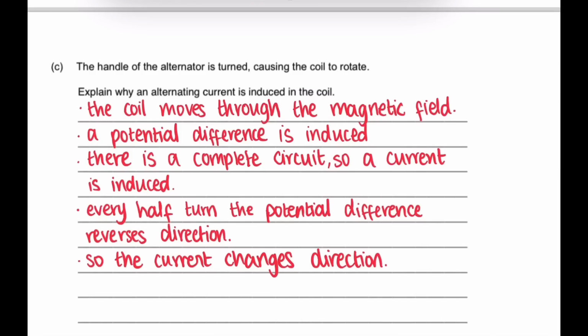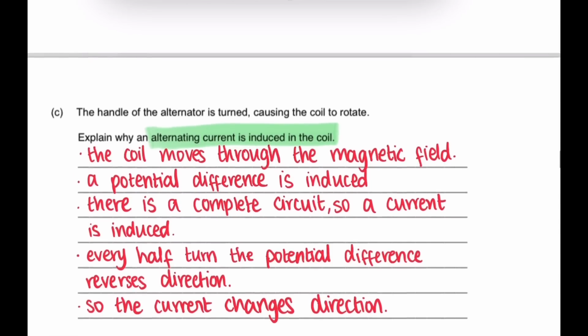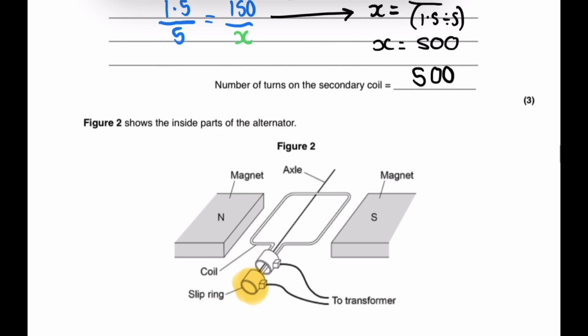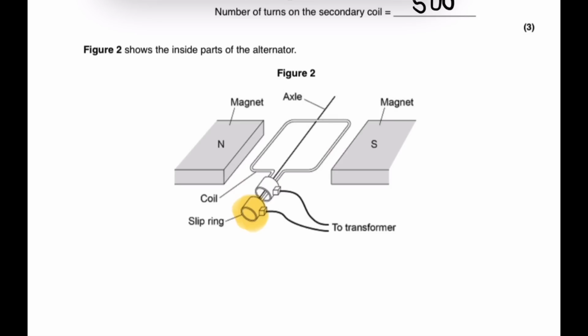The handle of the alternator is turned, causing the coil to rotate. Explain why an alternating current is induced in the coil. Let's look back at the diagram. Well, remember that when you go from north to south, there is going to be a magnetic field.